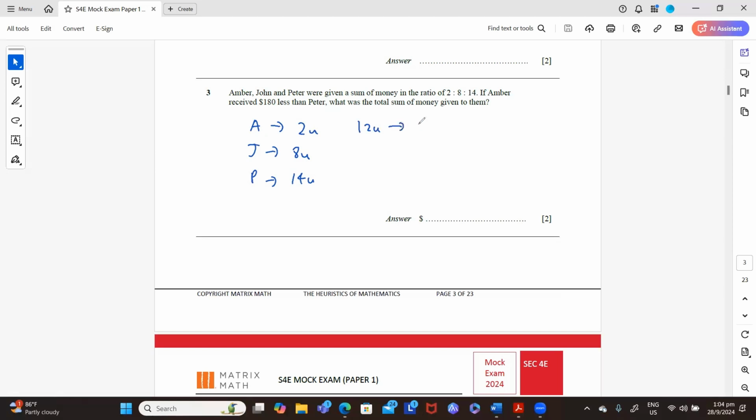The difference is $180. So the question is asking for the total sum of money, right? If you take 2 plus 8, 10, 10 plus 14 is 24 units. So write down 24 units, just times 2, okay? 180 times 2, that's $360.